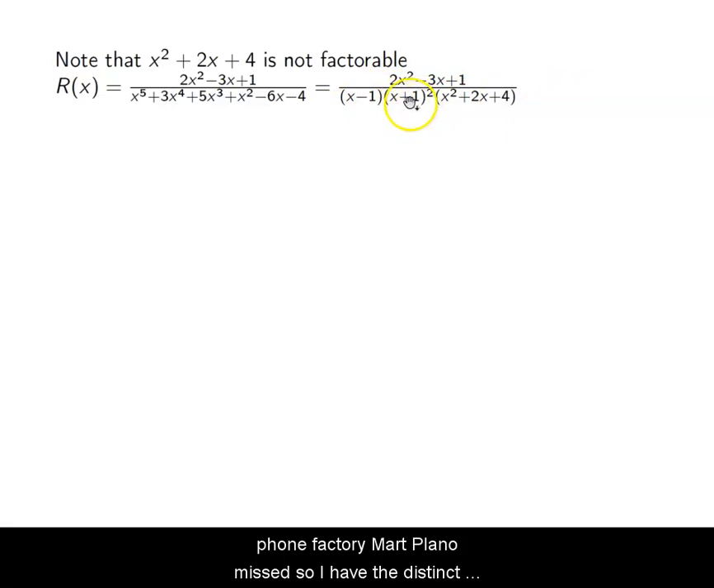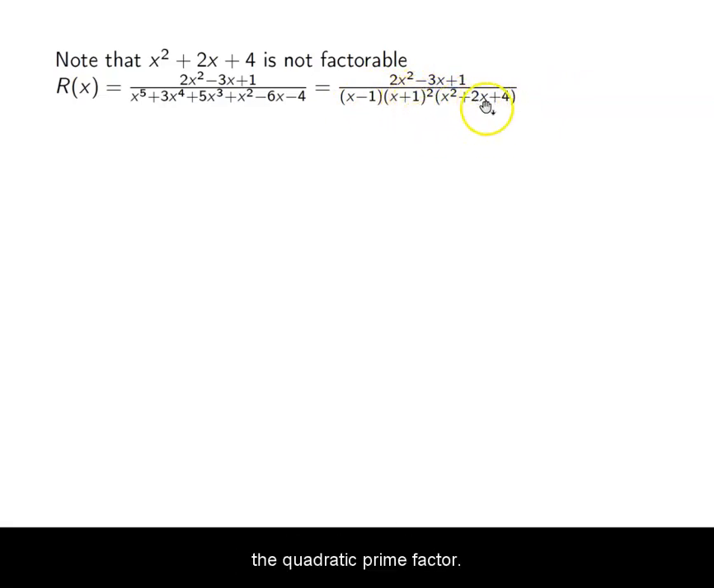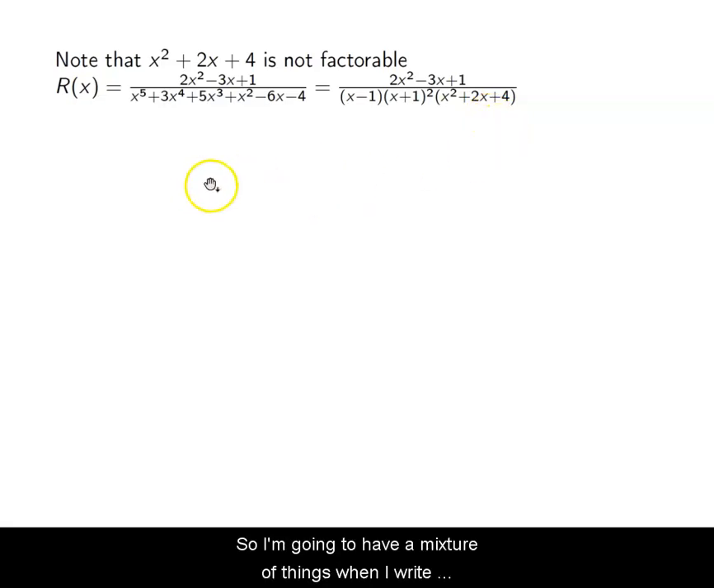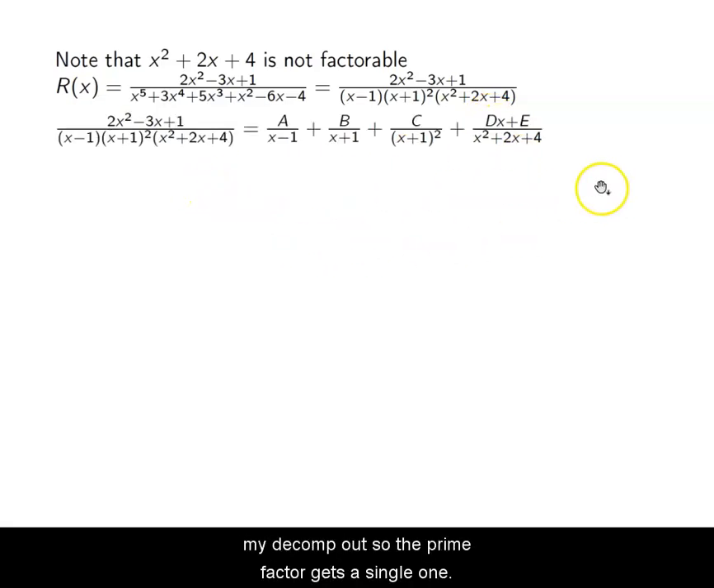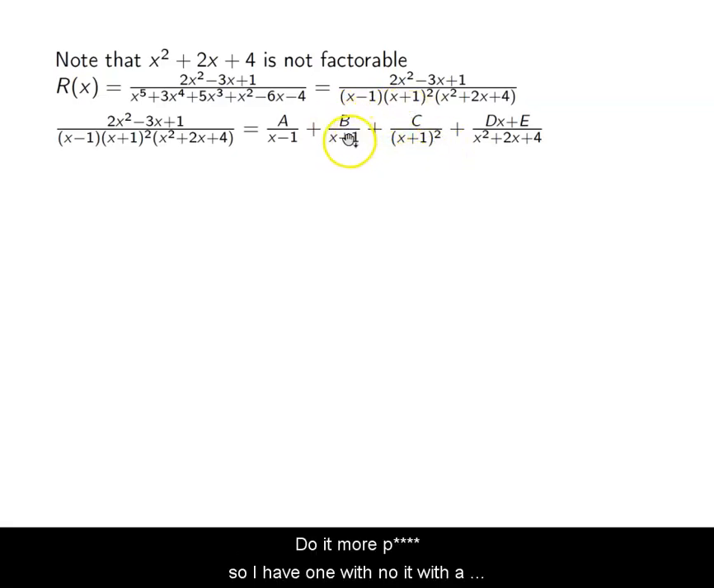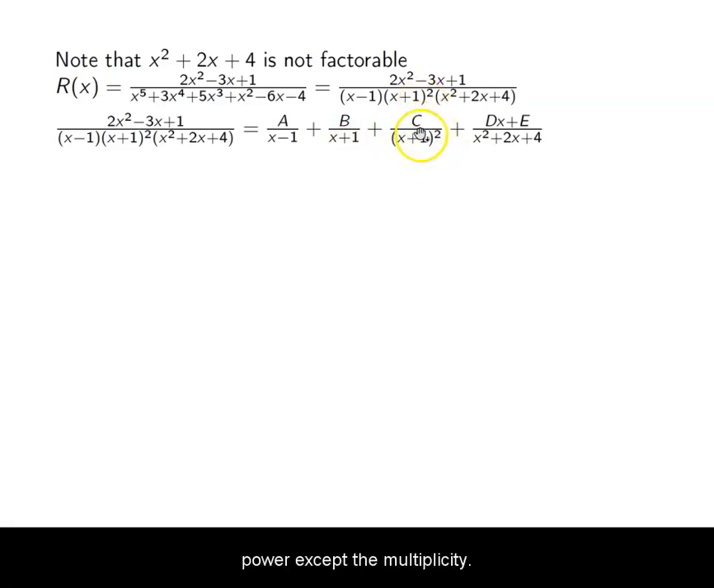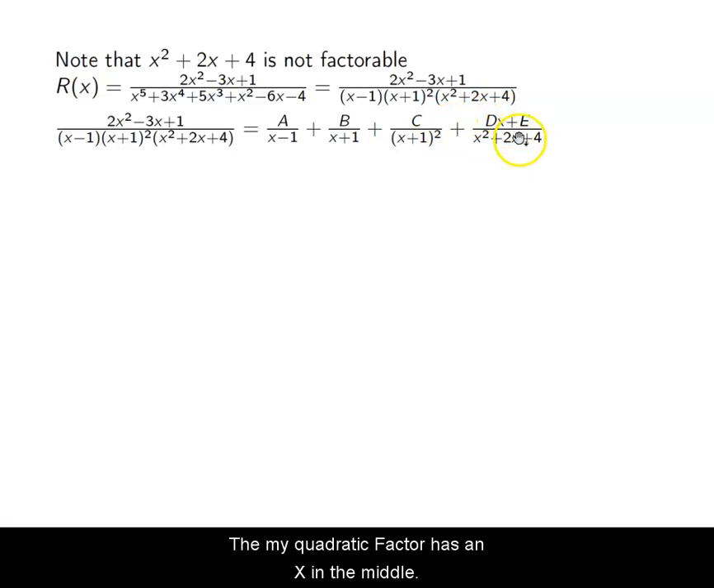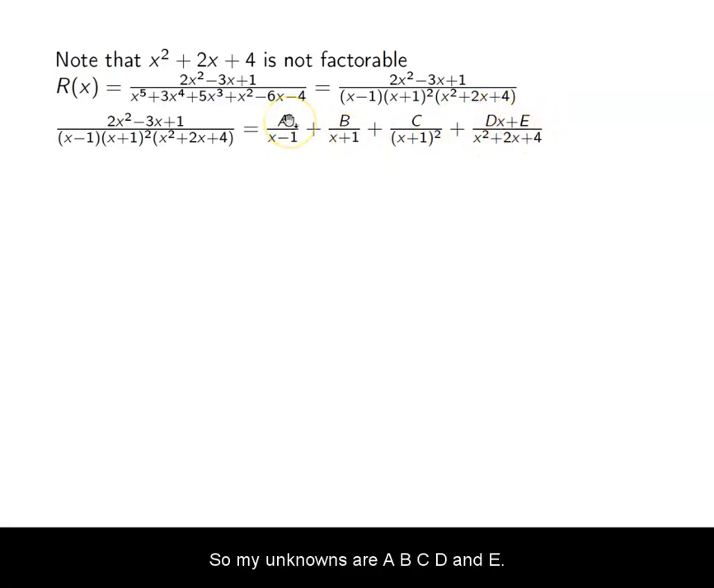So I have the distinct case, I have the building up to this factor case and I have the quadratic prime factor case. So I'm going to have a mixture of things when I write my decomp out. Okay, so the prime factor gets a single one. Okay, the factor of multiplicity builds up to its multiplicity. So I have one with a single power, and then I have one with the square factor, power, because that's a multiplicity. And then my quadratic factor has an x in the numerator, right? So my unknowns are a, b, c, d, and e.